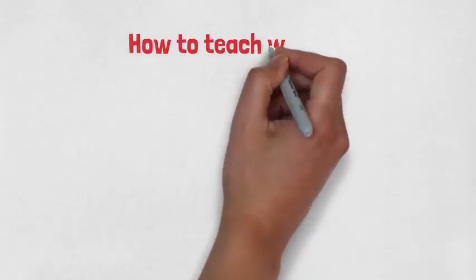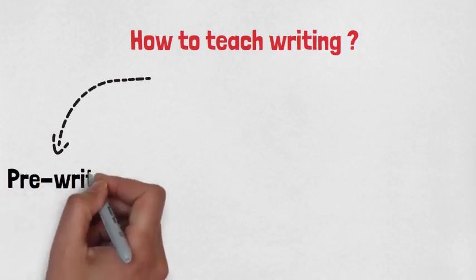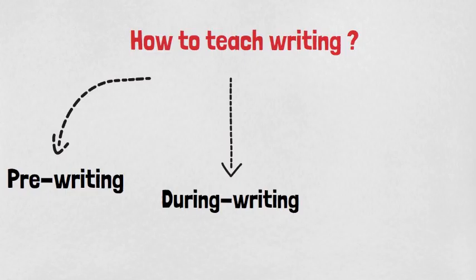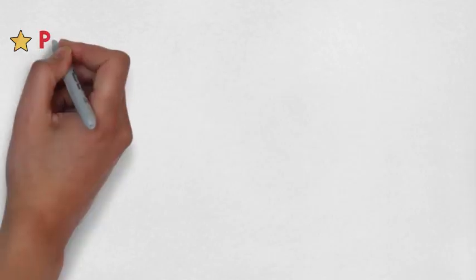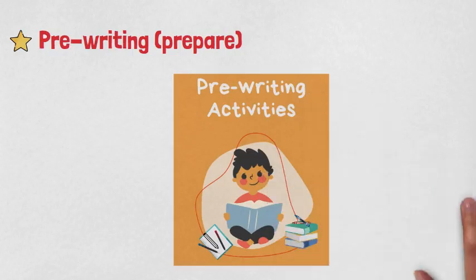How to teach writing. There are 3 steps to teach writing in the classroom: pre-writing, during writing, and post-writing. Pre-writing activities, or prepare, means all activities that you do before writing.